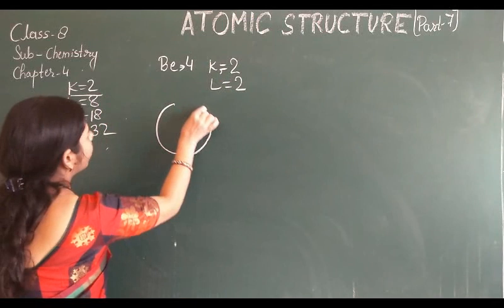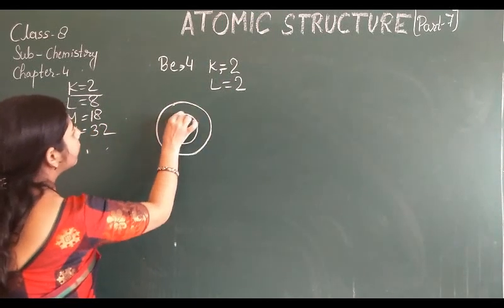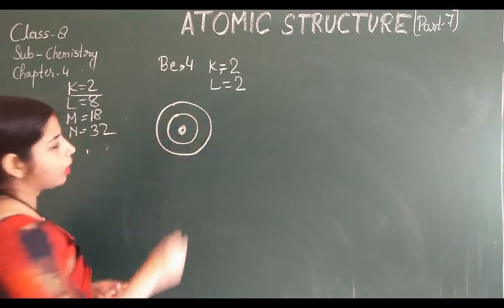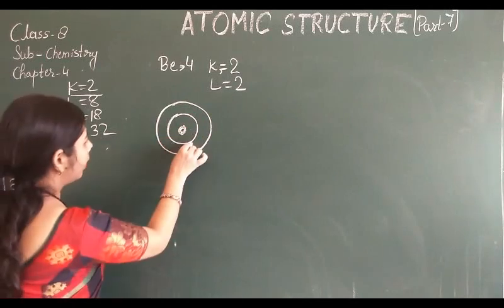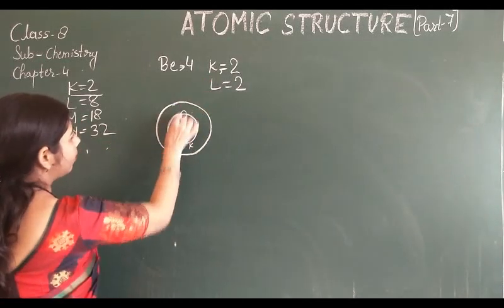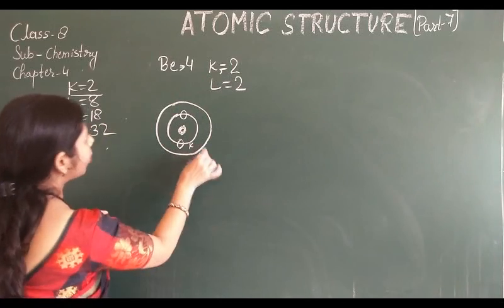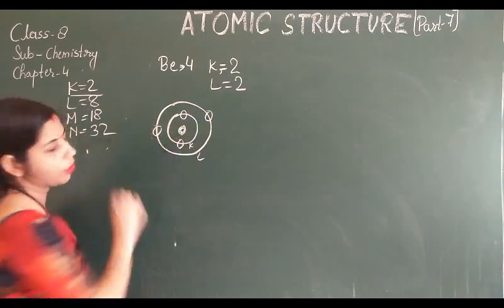Now इसका electronic configuration हम कैसे show करेंगे? This is the nucleus, this is the K shell, K shell having the 2 electrons, and the L shell is also having the 2 electrons.